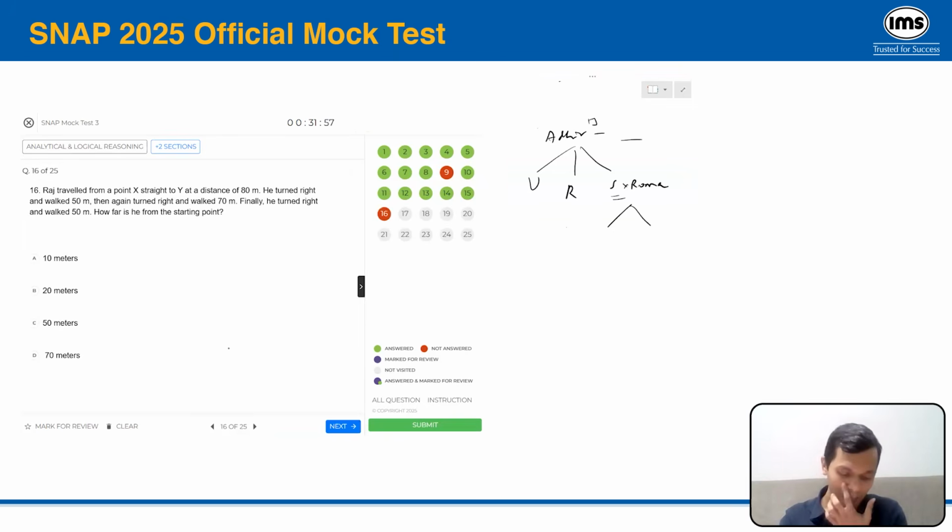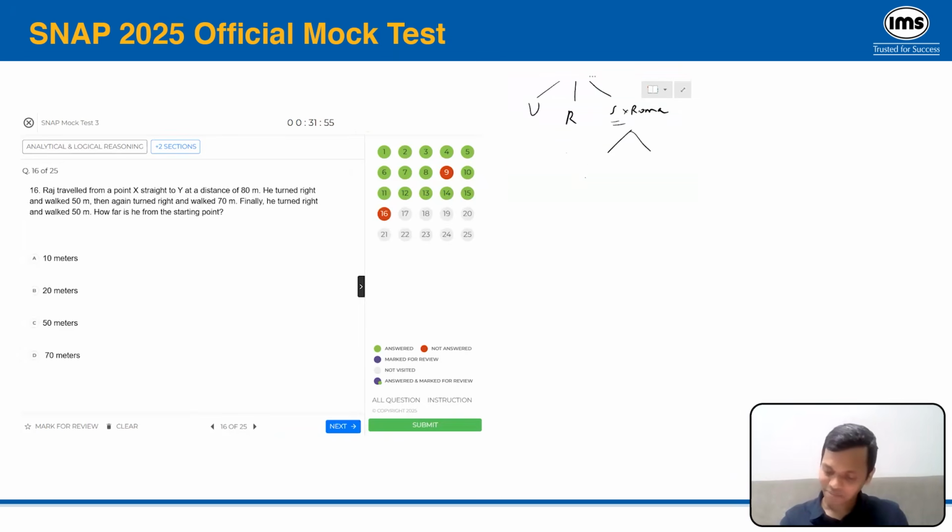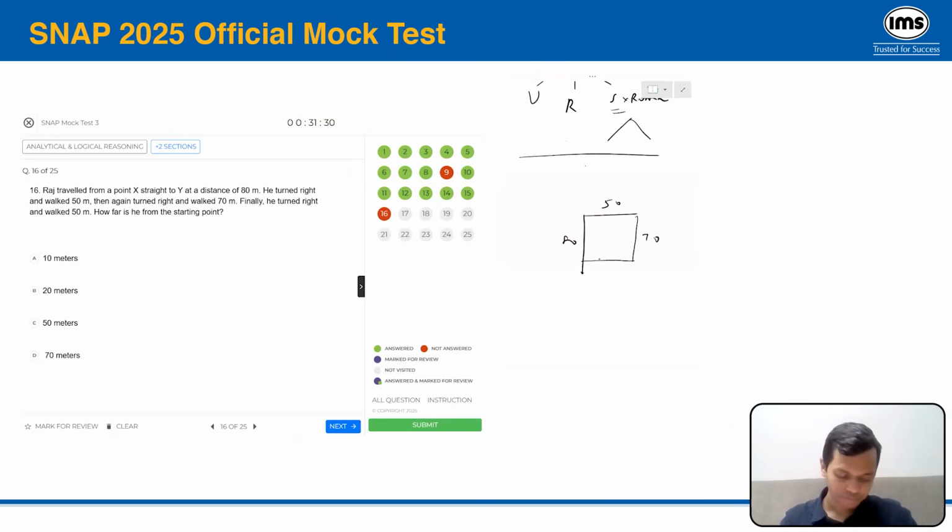What is happening? Anyway, Raj traveled from point X to Y at a distance of 80. He turned right and walked 50. Again turned right and walked 70. And turned right and walked 50. How far is he from the starting point? 10 meters.